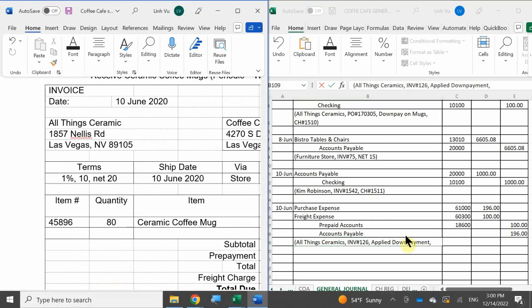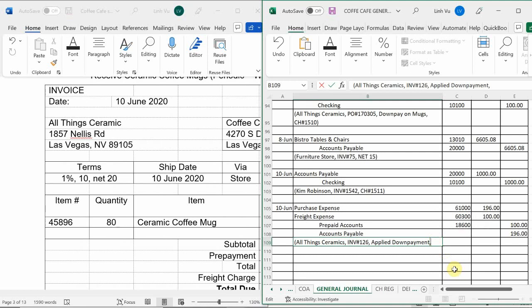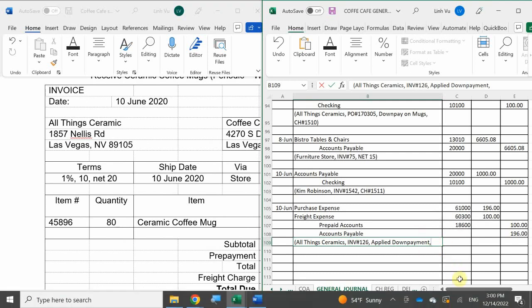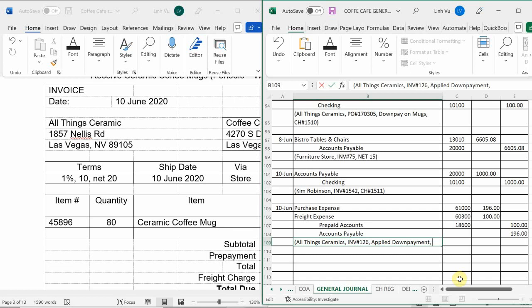That is 1% 10, net 20. So in this case, All Things Ceramics has given me an opportunity to earn another discount if I paid within 10 days. If not, the entire bill is due in 20 days. Okay? I only have 20 days to pay the bill, right? Because I already made a down payment, that's why they're giving me fewer days. That should be plenty of time to pay the rest of the bill off.